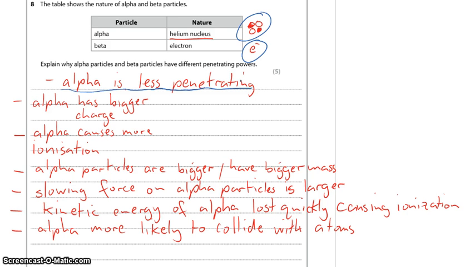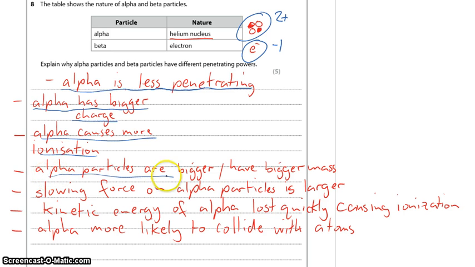Why is this? So you need to explain why. Well, alpha is big compared with an electron, it's big and lumbering. It has more charge. It has a charge of 2+ compared with the electron, which has a charge of -1. The alpha particle, when it collides with things, it bashes electrons out of the atoms. Okay, so alphas cause more ionization.